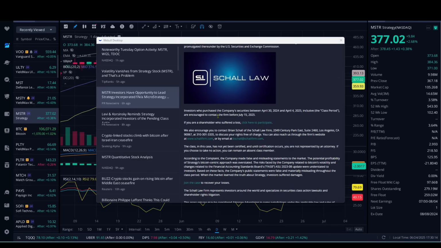So it starts off right here with the investors who purchased the company's securities between April the 30th of 2024 and April the 4th, 2025, inclusive, are encouraged to contact the firm before July 15th if you're a shareholder who has suffered a loss. So this is each and every person's right to contact and go forward or not with this. I am not stating one way or the other whether it's right or wrong. This is only showing what is actually available at each and every person's fingertips here.